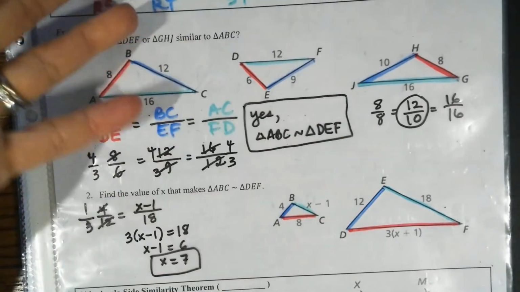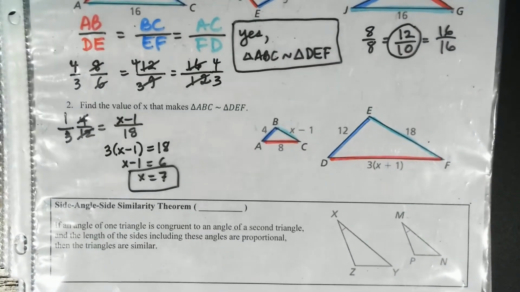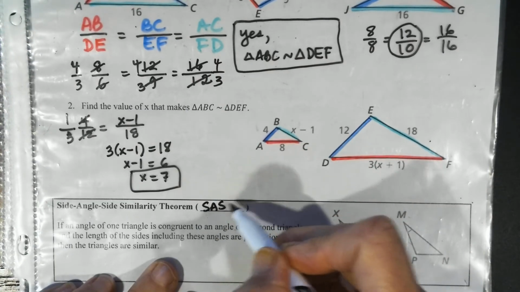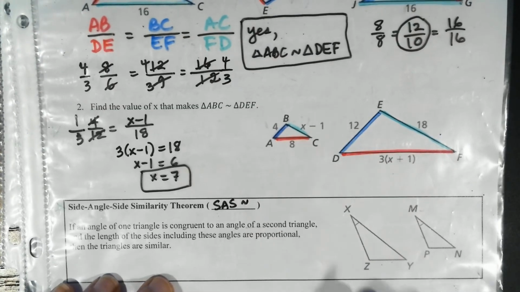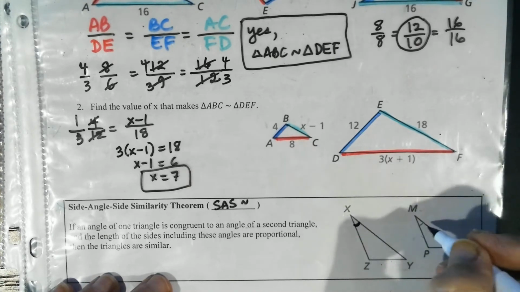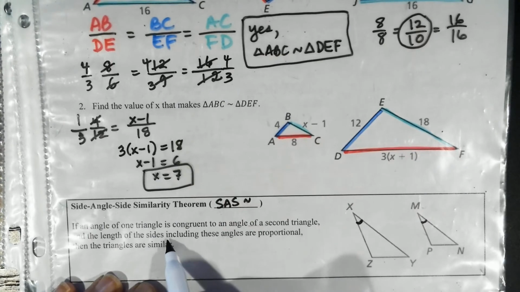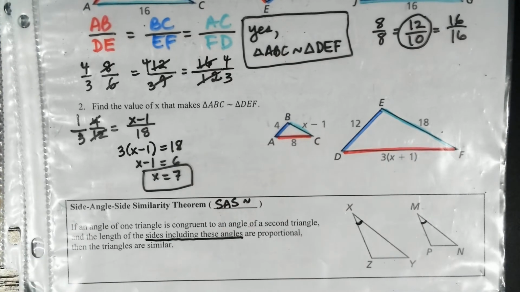So see, you already know how to use side, side, side. We're now going to do side, angle, side, okay, which again, the abbreviation is SAS with a squiggle, also known as tilde. If one angle of one triangle is congruent to an angle of a second triangle, so here we've got this, x is congruent to m, and the length of the sides, including these angles, are proportional, then the triangles are similar.